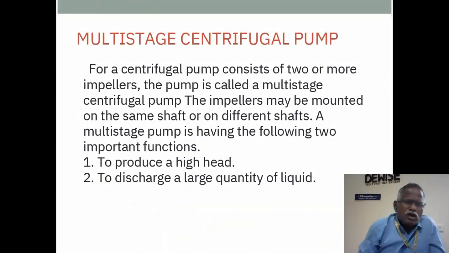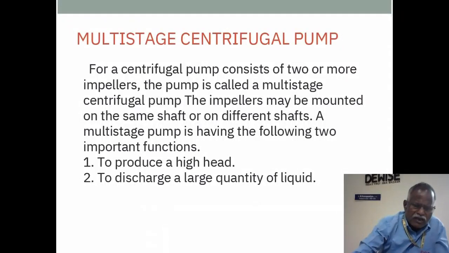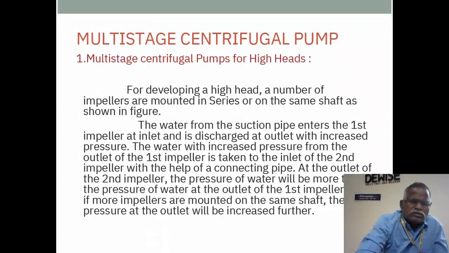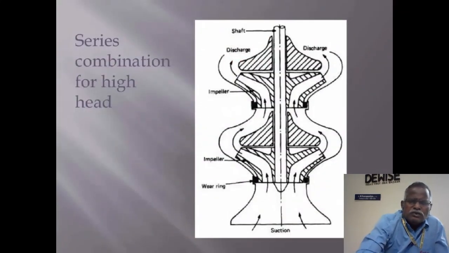These are the damages due to cavitation. Multi-stage pumps: two or more impellers are connected, and the pump is called a multi-stage centrifugal pump, to produce high head and a large quantity of water, two important functions. Multi-stage pumps for a high head are mounted in series. Impellers are mounted in series on the same shaft, as shown in the figure. The shaft will be the same, but two impellers are mounted for high head.